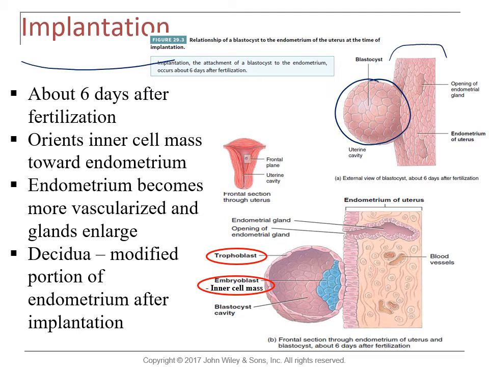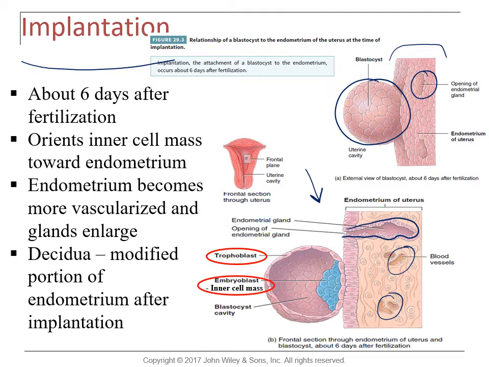About 7 days after fertilization, the blastocyst attaches to the endometrium more firmly, as we can see in this figure. Endometrial glands in the vicinity enlarge. Here we have the endometrial glands, and in this figure we can see how those glands enlarge, and the endometrium becomes more vascularized, and we can see we have more blood vessels. The blastocyst eventually secretes enzymes and burrows in the endometrium and becomes surrounded by it.